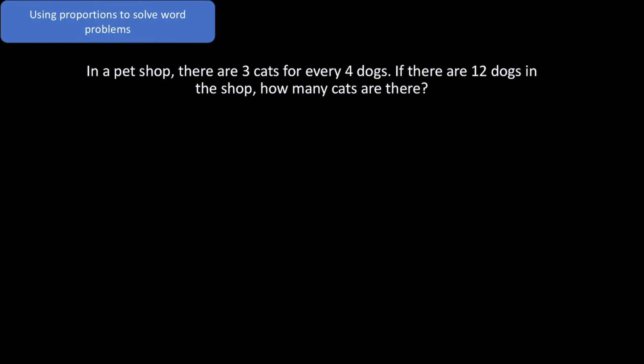All right, now we're going to use proportions to solve the word problems. So in a pet shop, there are 3 cats for every 4 dogs. The first thing I do is notice that there's cats and dogs. So I'm going to write the two things that we're comparing on the top here. So I write cats and dogs.